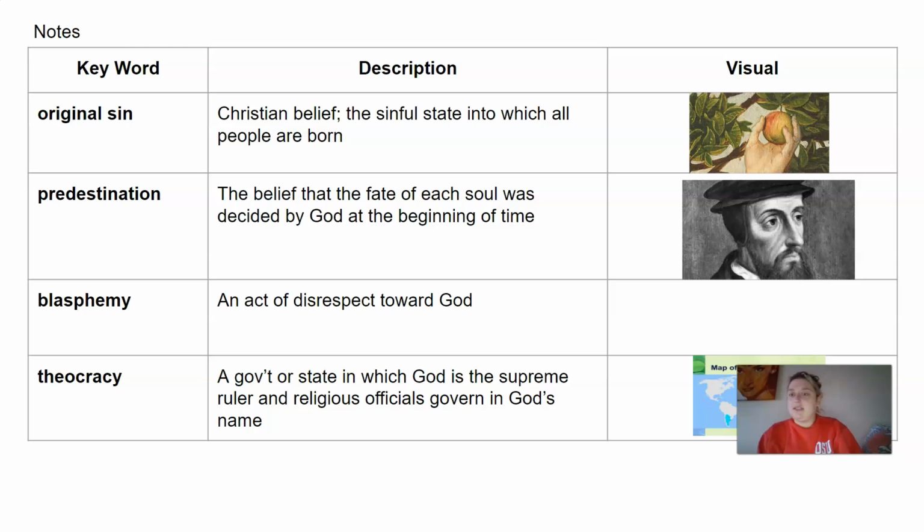Predestination, this is an idea by John Calvin. This is the idea that the people going to heaven are already chosen by God at the beginning of time. So rather than earning your way to heaven through good works and sacraments, it's already been decided for you. So if you are chosen to go to heaven, you should just strive to always do the right things so that that doesn't change.